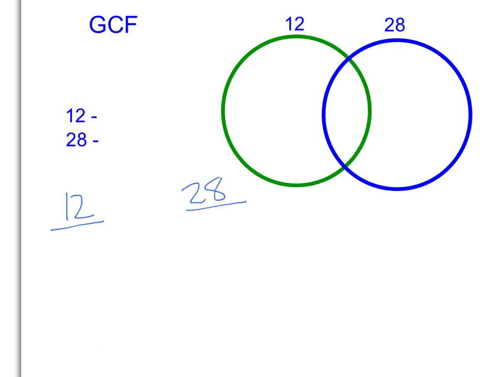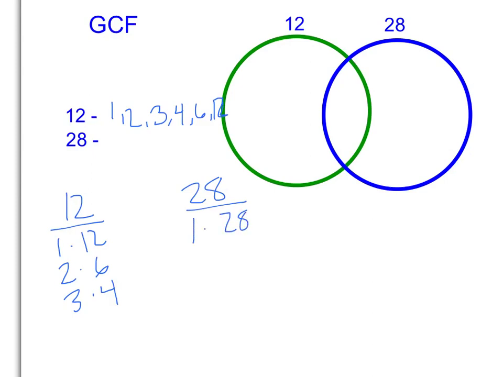Alright, remember previously how we found factors of numbers. I like to list them out like this, say 1 times 12, 2 times 6, 3 times 4, and then list them: 1, 2, 3, 4, 6, and 12. Then 28 has 1 and 28, 2 and 14, 4 and 7. So it's 1, 2, 4, 7, 14, 28. Using a Venn diagram, I can easily see which numbers they have in common.